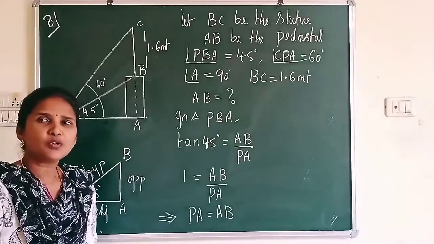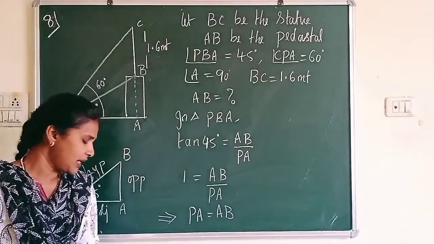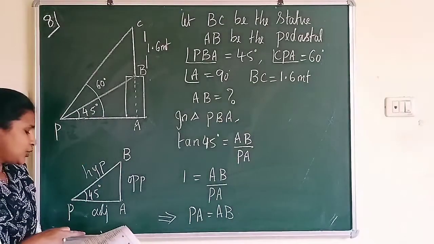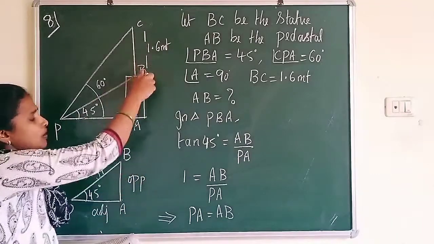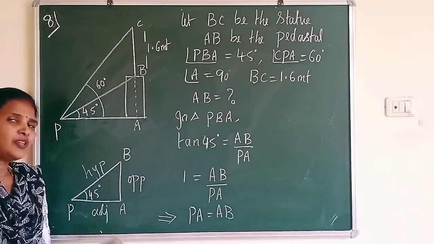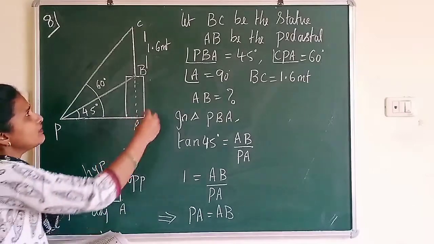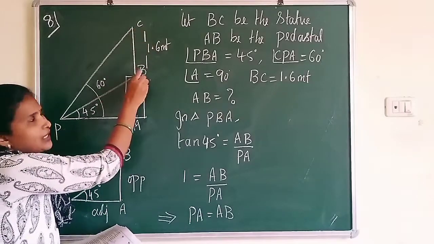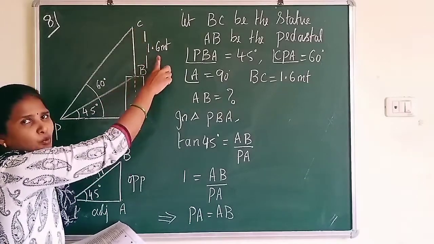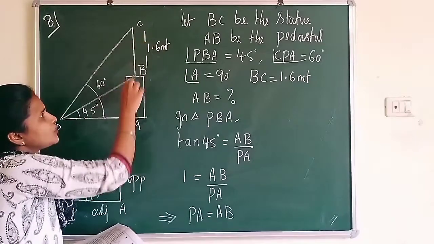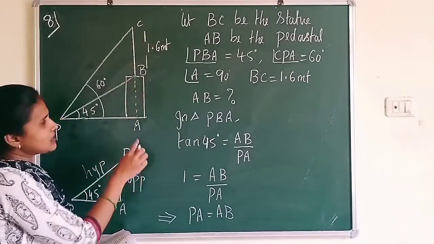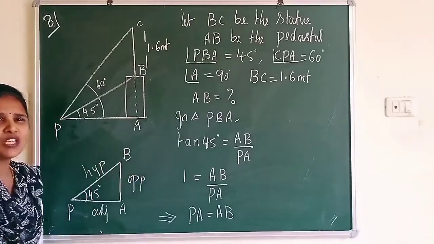Now let us move to question number 8. So question number 8 is like this. Given a statue 1.6 meter tall is on the top of the pedestal. So he has given BC is the statue, and he has given the height of the statue is 1.6 meter, and this statue is on the pedestal. So what is pedestal here? AB is the pedestal. What is the meaning of pedestal?